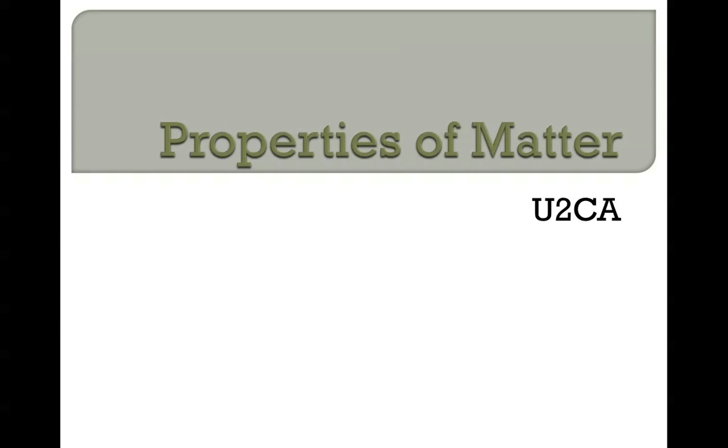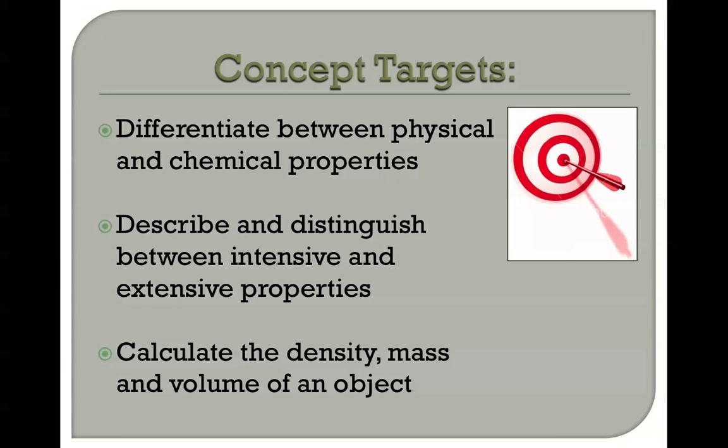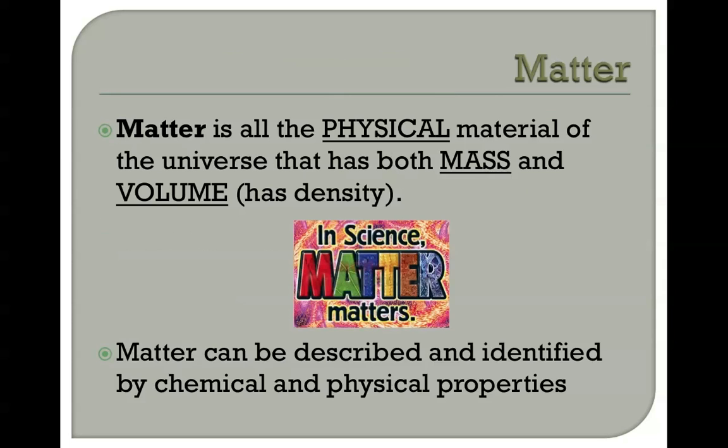Alright, this is the first video for Unit 2. We're going to be looking at properties of matter in this first concept A. My students should be able to differentiate between physical and chemical properties. By the end of our video and lesson in class, you should be able to describe and distinguish between intensive and extensive properties. And by using the density formula, you should not only be able to calculate density, but also mass and volume of an object.